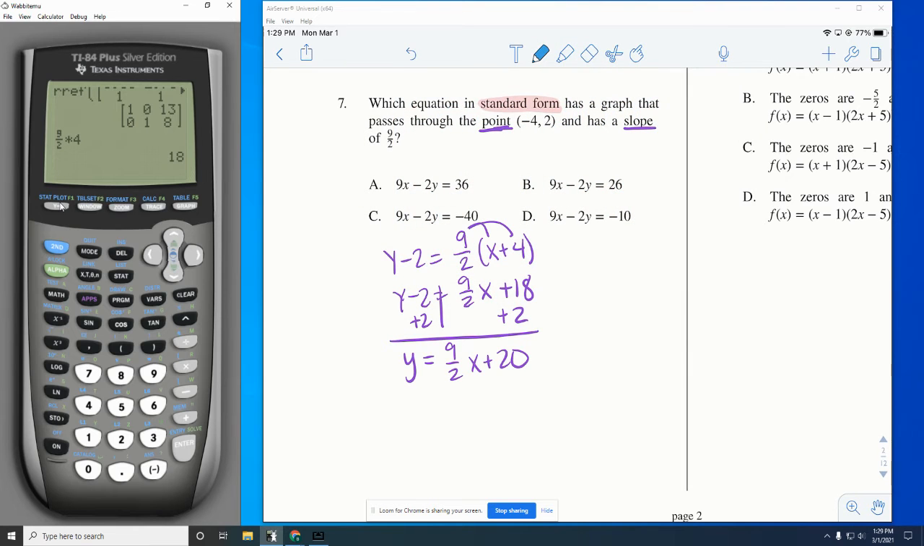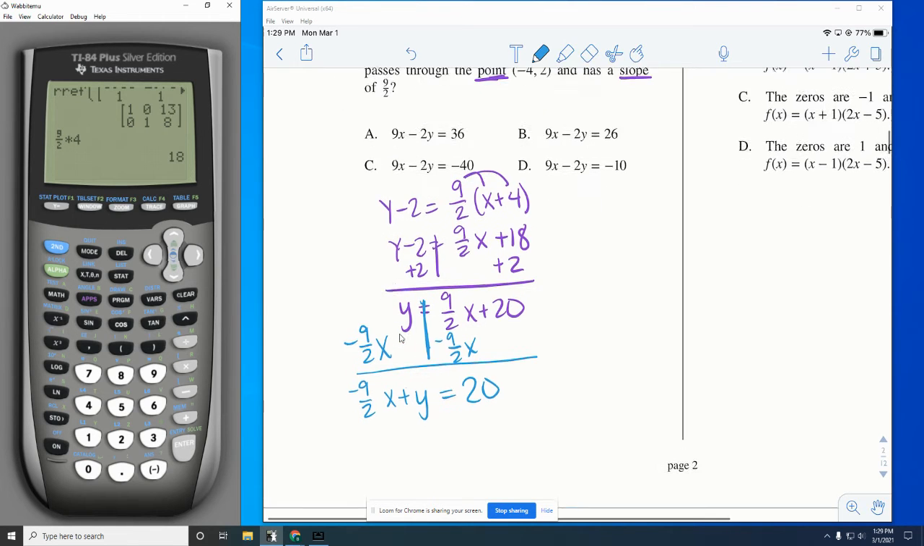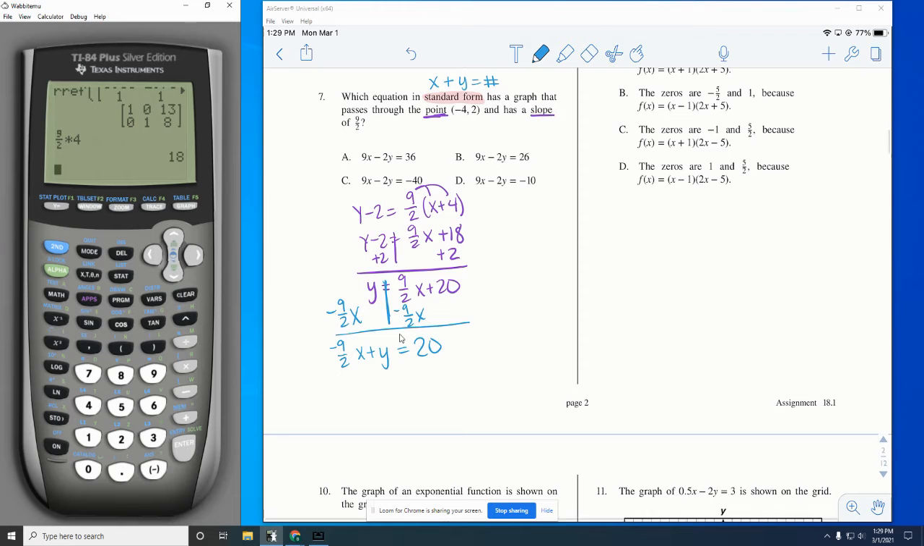Remember, standard form, as you can see from all of your answer choices, is x and y equals an answer, and you can't have any fractions. So the first thing I'm going to do right now, x and y are on opposite sides, so I'm going to go ahead and move x to the same side as y. And remember, just like we've been doing, anytime you cross that equal sign, you change the sign on your problem. So that positive 9/2 turns into a negative.